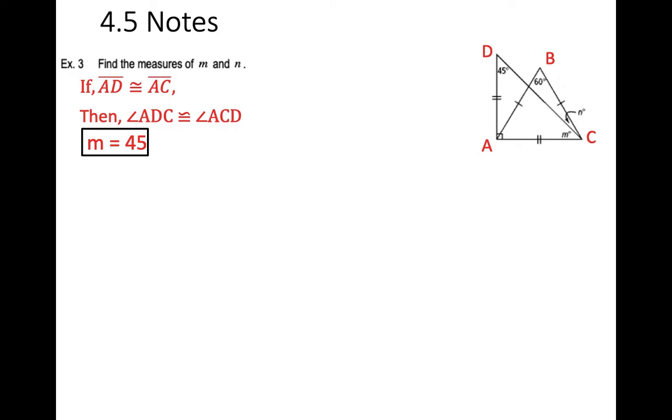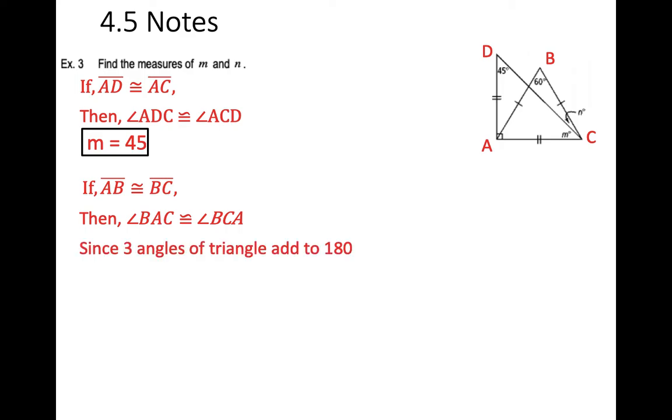So we found M. To find N, I notice that in triangle ABC, AB and BC are congruent. So those must be congruent sides. Then the base angles are congruent. So BAC and BCA must be congruent. And since the three angles of a triangle add up to 180, then those two angles that I just talked about, plus the one at the top, ABC, must equal 180.